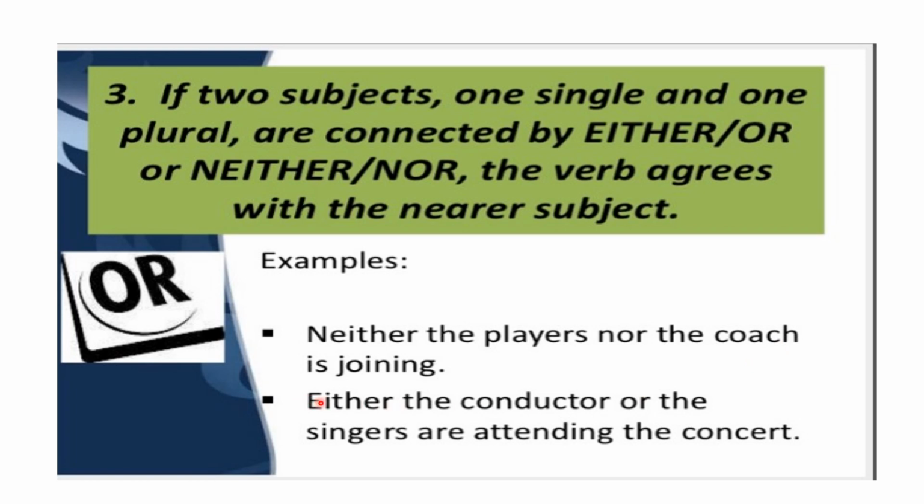The second example: either the conductor or the singers are attending the concert. So here also the conductor is singular, singers are plural, connected by either-or. So you will use the verb which agrees with the nearer subject, singers. Singers is plural. Therefore, your verb also will be plural. So you will use are. Either the conductor or the singers are attending the concert.